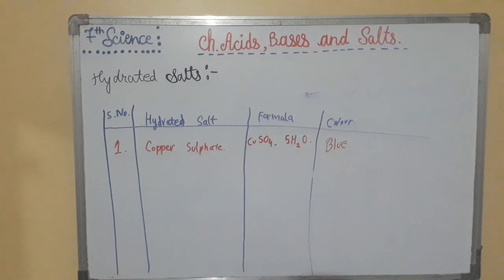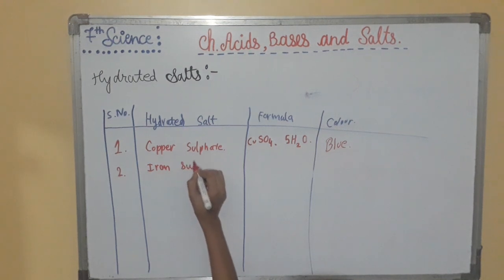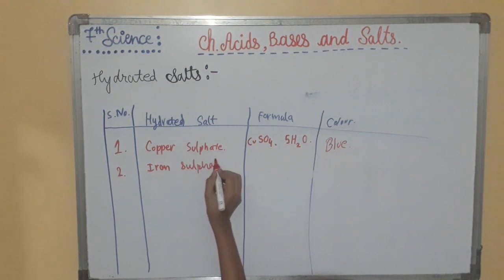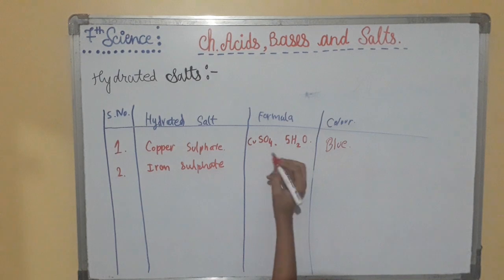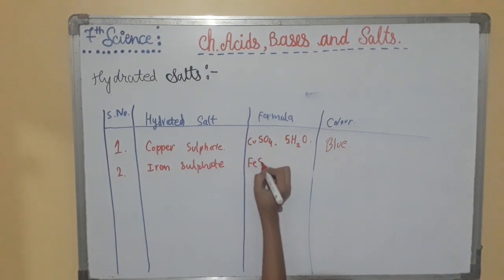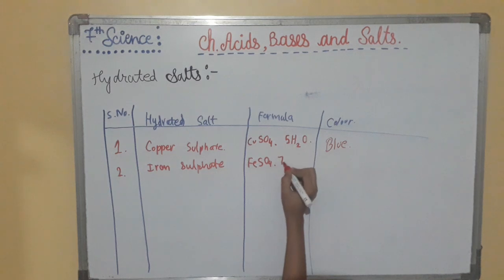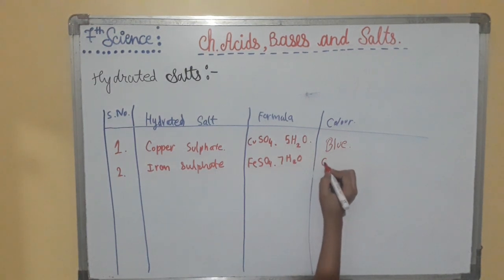Second, iron sulfate. The formula is FeSO4.7H2O, and the color is green.